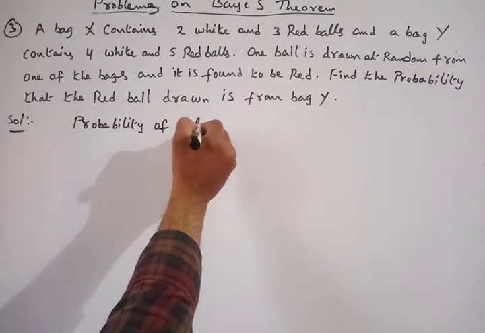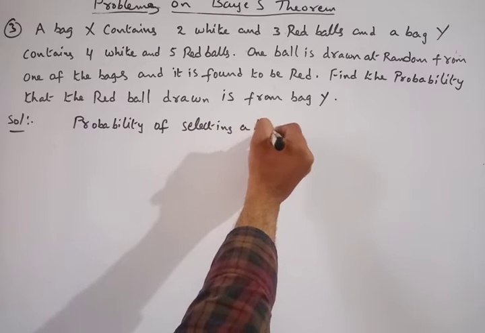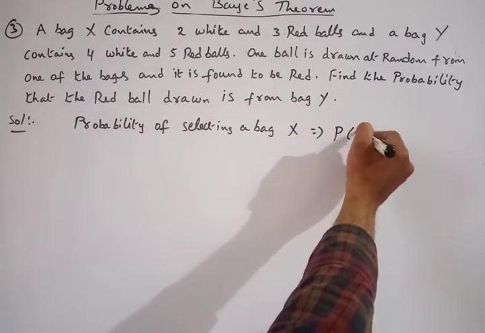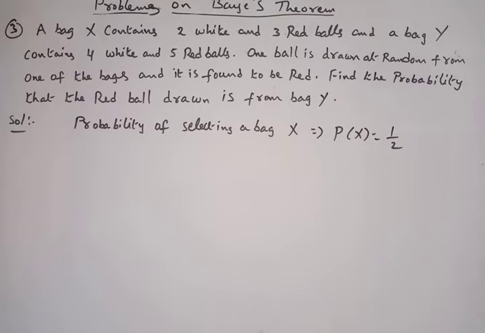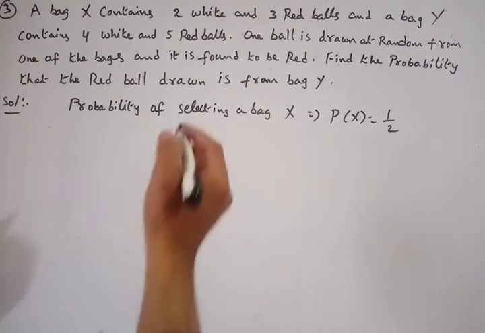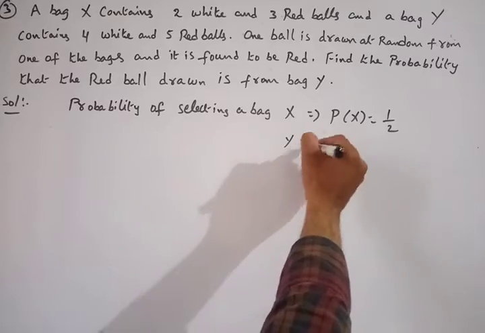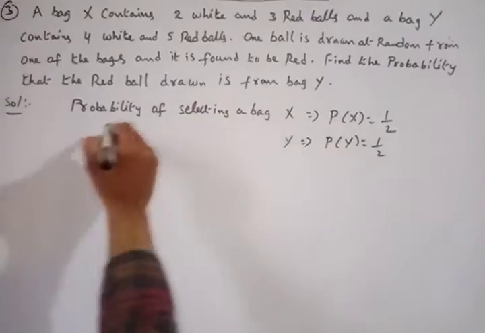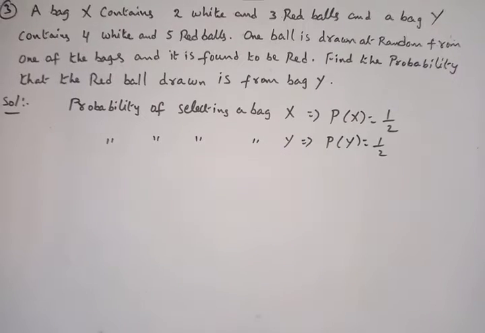So therefore, first of all, write down the probability of selecting a bag X. What is the solution here? The probability of selecting a bag X, P of X: how many bags are there? 2 bags are there. So P of X is equal to 1 by 2. Similarly, the probability of selecting a bag Y, P of Y, is equal to 1 by 2.